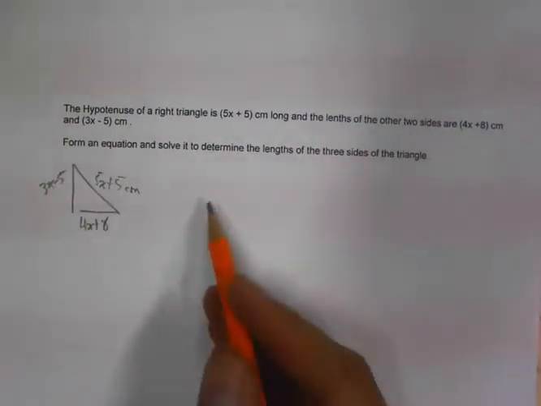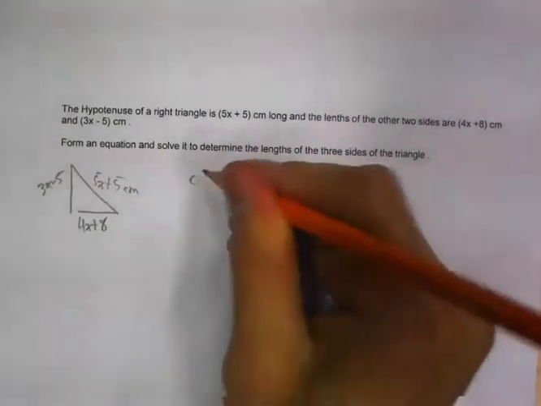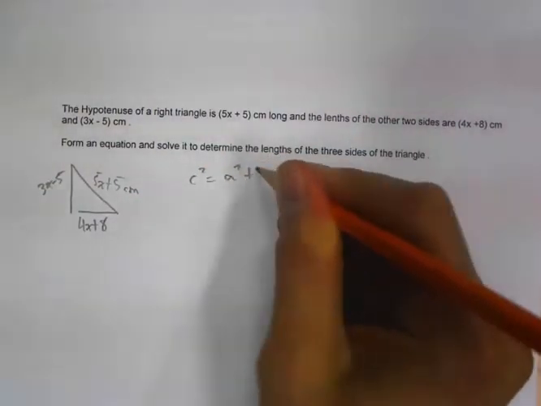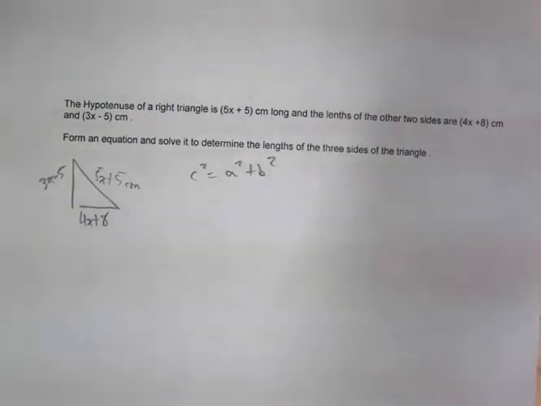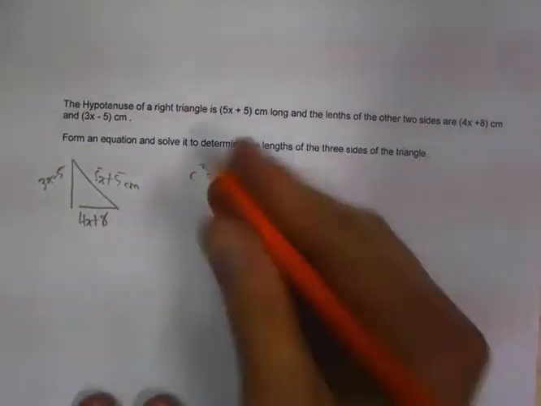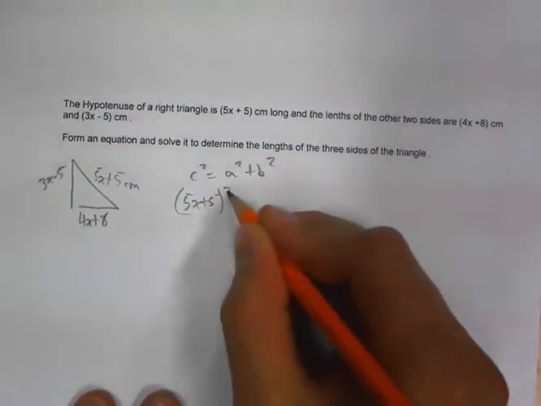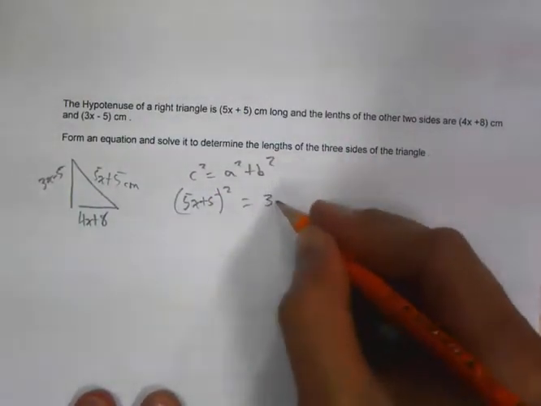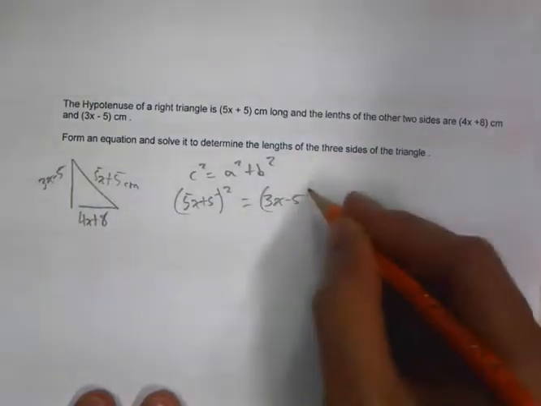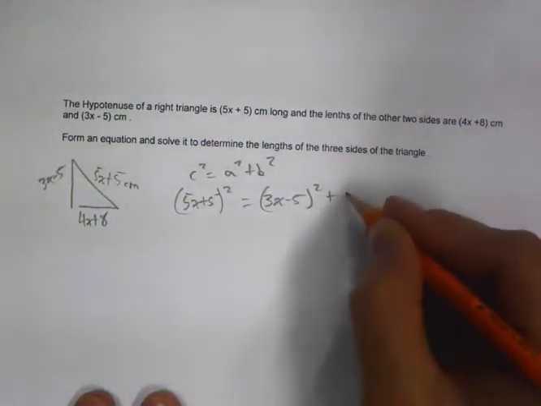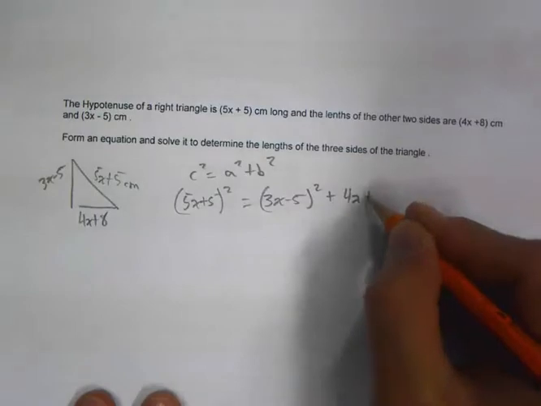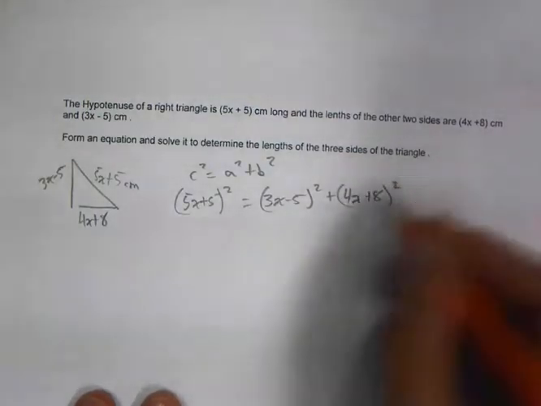Well, looking at this here, I know c squared is equal to a squared plus b squared. So let's make an equation, see if this could help us solve it. So I'm going to have 5x plus 5, and I want to square that, is equal to 3x subtract 5, and we're going to square that. Then we want plus 4x plus 8, and we are going to square this one.